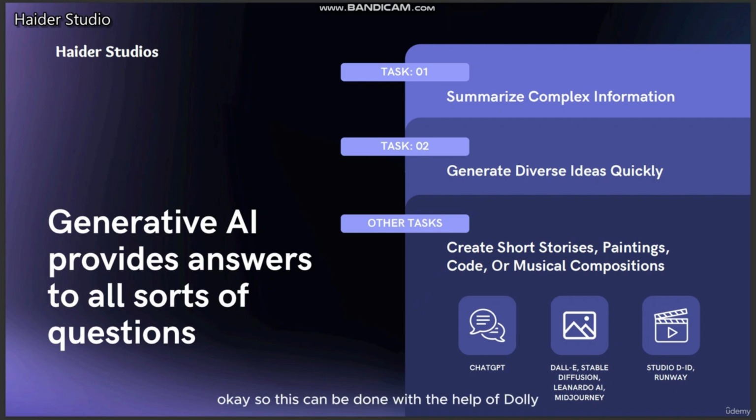Image creation can be done with the help of DALL-E, Stable Diffusion, Leonardo AI, and Midjourney. It helps us create images. Also, it helps us create videos. And the most specific tools that we use for videos are Studio DID and Runway. We can create paintings with the help of generative AI. We can create code and we can create musical compositions as well. So we use ChatGPT for text-based generative AI answers. If you want the AI to create images for you, you can use tools like DALL-E, Stable Diffusion, Leonardo AI, and Midjourney. And if you want the AI to create videos for you, you can use tools like Studio DID or Runway. One thing to keep in mind is that Leonardo AI also helps create videos, so you can include that over here as well.